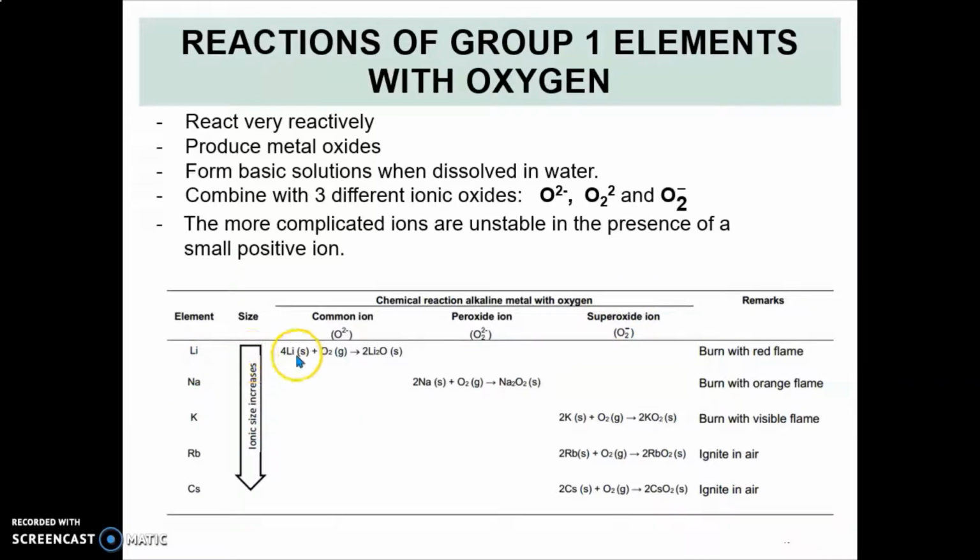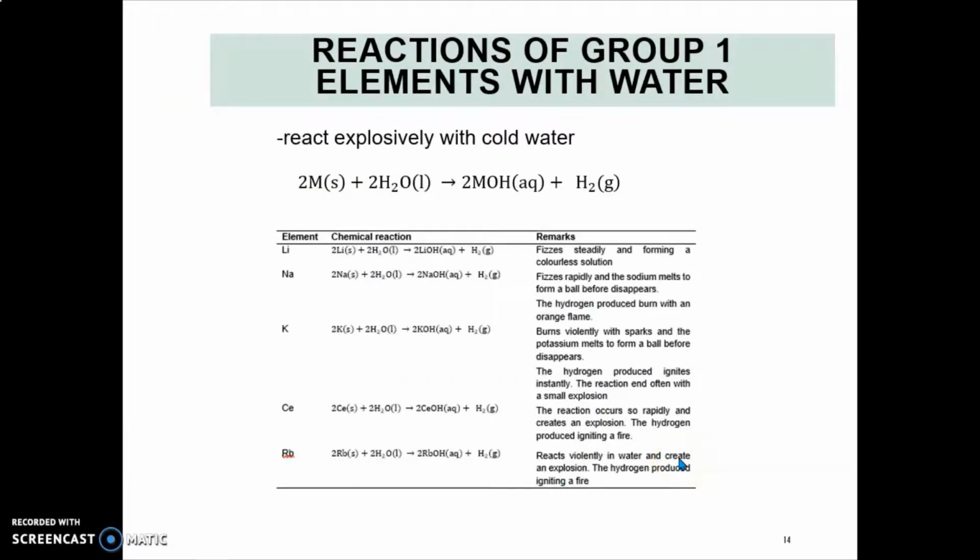Lithium reacts to form the oxide ion, and burns with a red flame. Sodium forms the peroxide ion, and burns with an orange flame. Potassium reacts to form the superoxide ion, and burns with a visible flame, while rubidium and cesium react to form the superoxide ion and ignite in air. Group 1 elements react explosively with cold water to produce metal hydroxide and hydrogen gas. All group 1 elements reacting with water produce metal hydroxide and hydrogen.